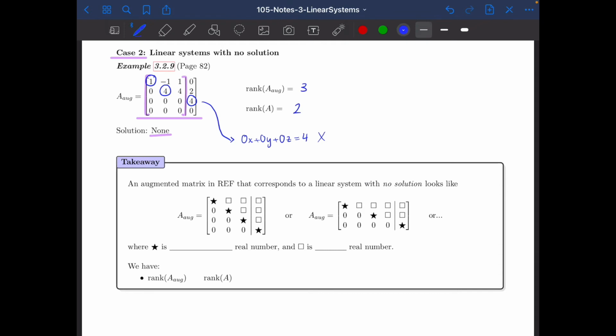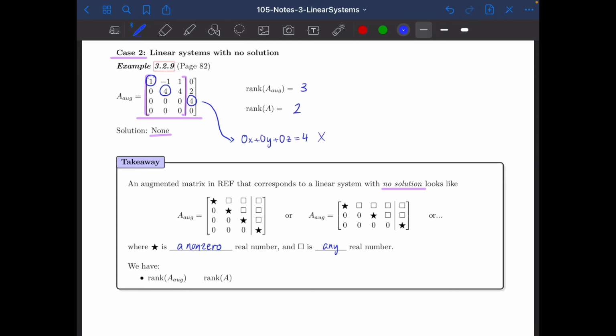So let's look at the takeaway. An augmented matrix in REF that corresponds to a linear system with no solution looks like, and again here we're given 2 examples, and again each star is a non-zero real number, and each square is any real number.